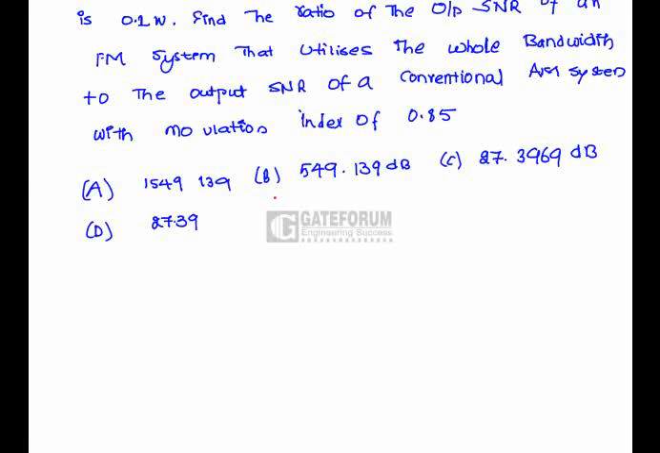Here the question is: a communication channel has a bandwidth of 100 kHz. This channel is to be used for transmission of an analog source m of t, where the magnitude of m of t is less than 1, whose bandwidth is 4 kHz. The power content of the message signal is 0.1 watt. Find the ratio of the output SNR of an FM system that utilizes the whole bandwidth to the output SNR of a conventional AM system with a modulation index of 0.85.